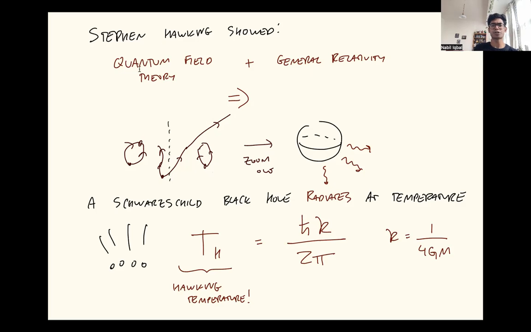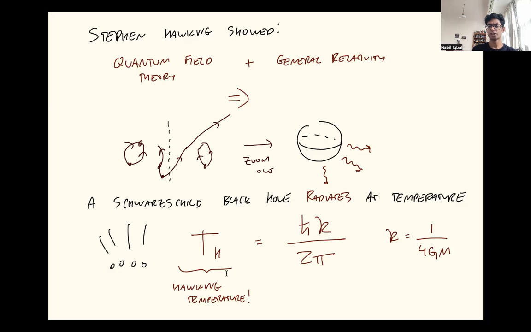And in fact, Stephen Hawking showed that not only does it spit out particles, it spits out particles in exactly the same way as a hot object, as ordinary black body radiation, with a temperature given by h bar times the surface gravity kappa. Okay? In other words, all black holes have a temperature called the Hawking temperature.